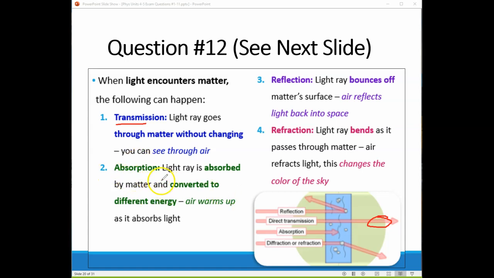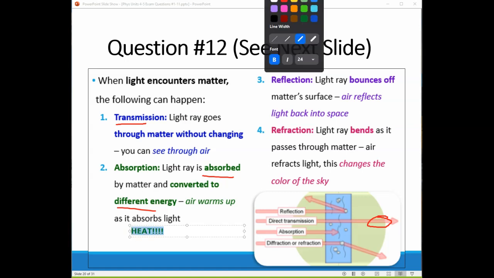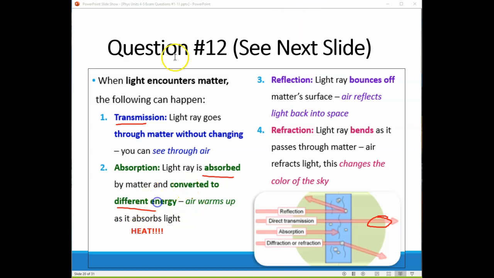Absorption is when a light ray gets absorbed and gets converted to a different type of energy. Generally, that type of energy is heat. And so there we go, heat. And you can see an example of that right here. It's just going into the substance and actually staying in that substance, changing into heat. So for example, that's why air warms up when it absorbs light.